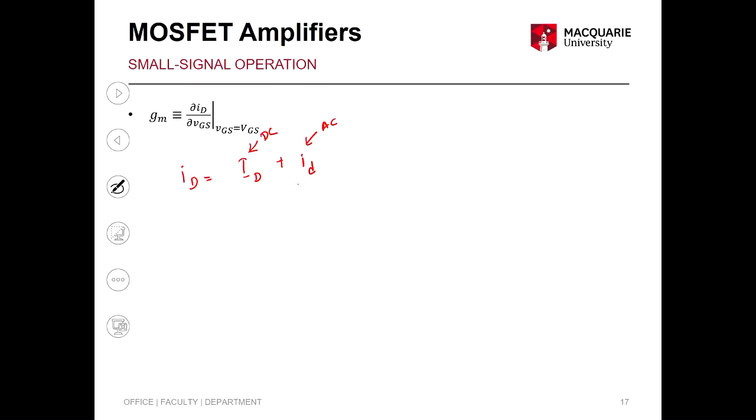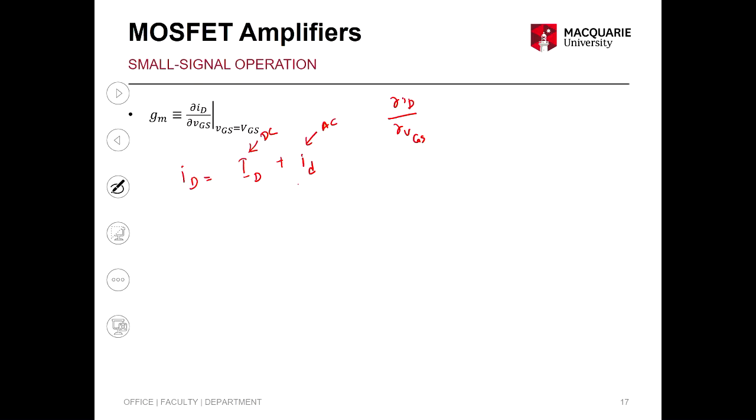Now GM is called the transconductance parameter. It's defined by how much ID change you get for a small VGS change. My notation is wrong, it should be capital V GS. So for a VGS change that you make, how much current change do I get? That translates my voltage to a current. So it is a relationship between current and voltage.